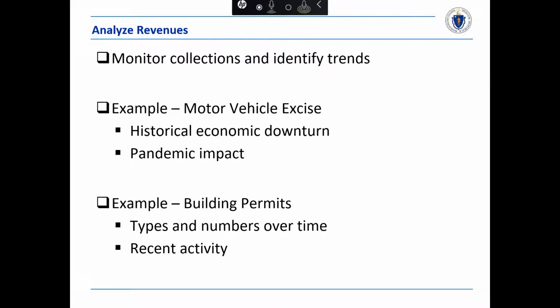In addition, depending upon the type and number of permits issued and executed, it could have an effect on the level and amount of services as well as departmental budget projections.